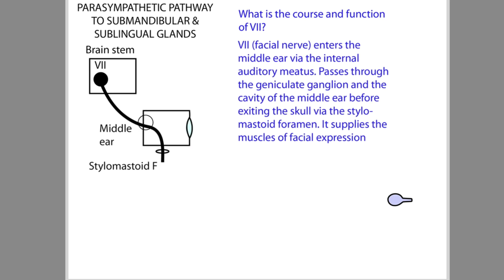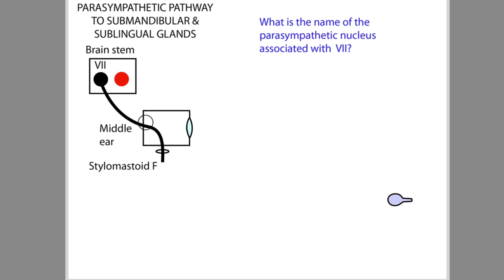And we'll see that the facial nerve enters the middle ear via the internal auditory meatus. It passes right through the geniculate ganglion and the cavity of the middle ear before exiting the skull via the stylomastoid foramen. It supplies the muscles of facial expression and 1 or 2 other muscles before entering the parotid gland. Now we must look at the parasympathetic function associated with 7.